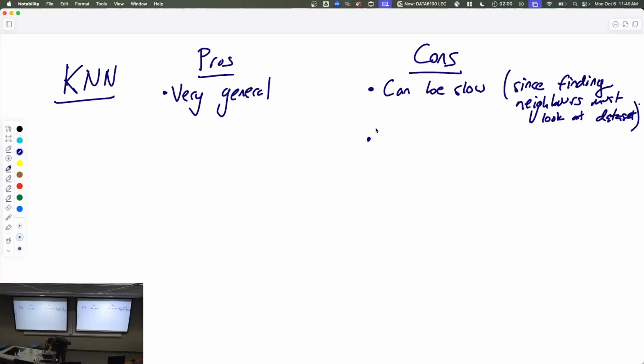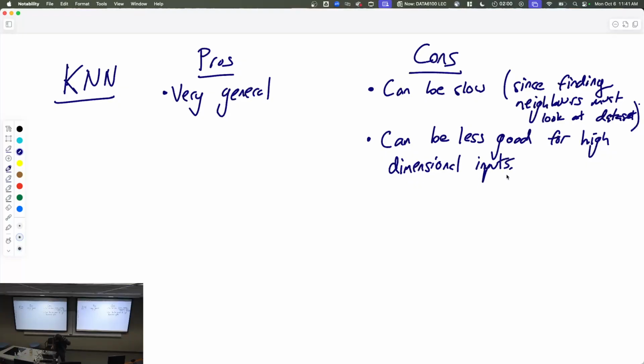And it can be less good with many dimensions, for high dimensional inputs. And so this is the question: which features matter? It doesn't really know how to answer this question. Okay, so we're going to try to switch to doing linear operations.